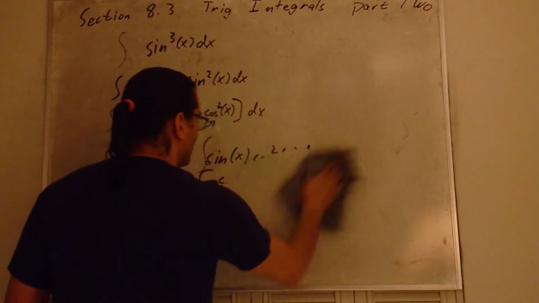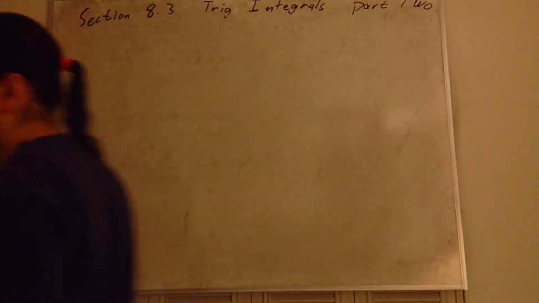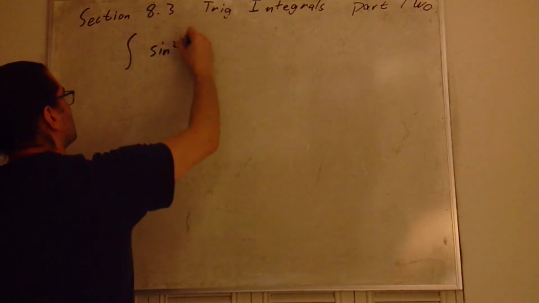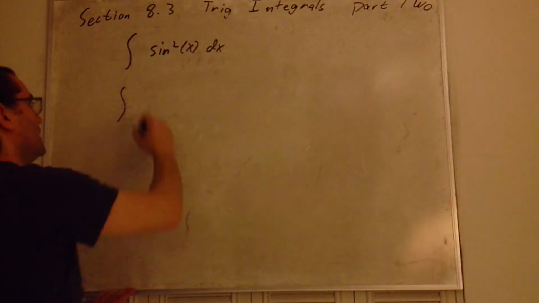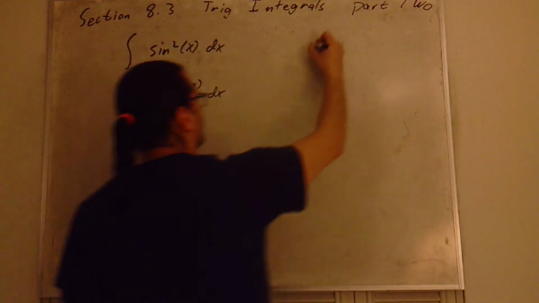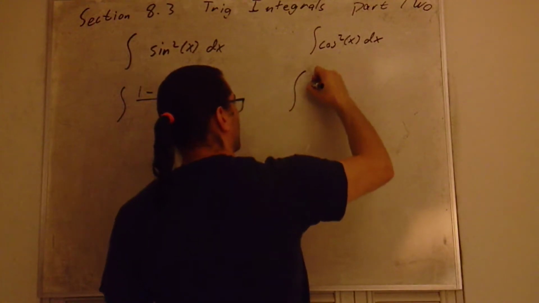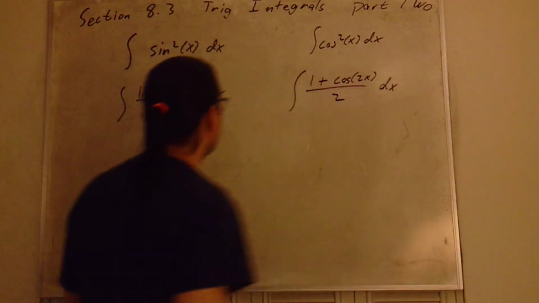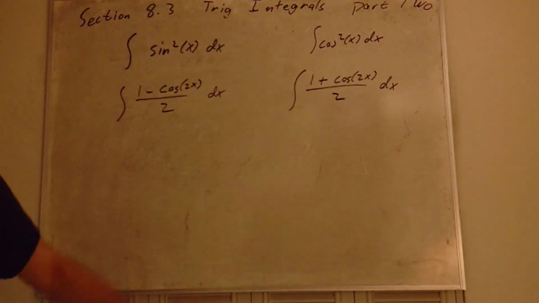A couple sections ago, we talked about the half angle formula. We said if you have sine squared x dx, you can use the half angle formula to transform that into 1 minus the cosine of 2x over 2. And if you have the integral of cosine squared x dx, you can use the half angle formula to turn that into 1 plus cosine 2x over 2 dx. These are the half angle formulas. We finished these in an earlier video. I'm not going to spend time doing them again.